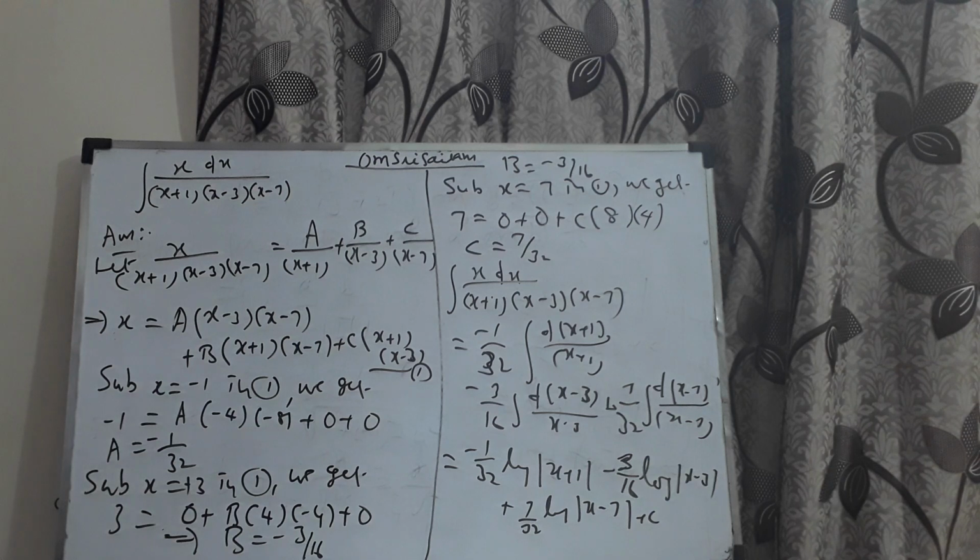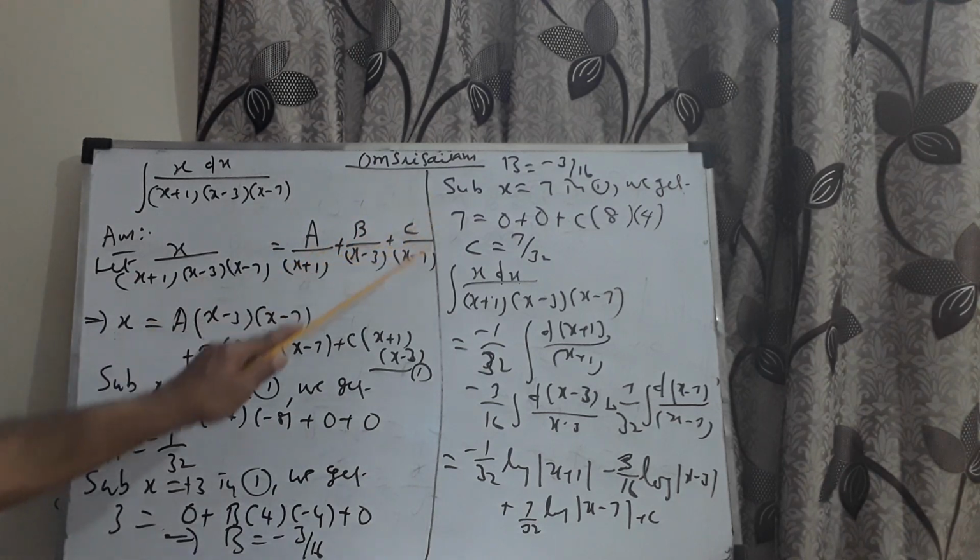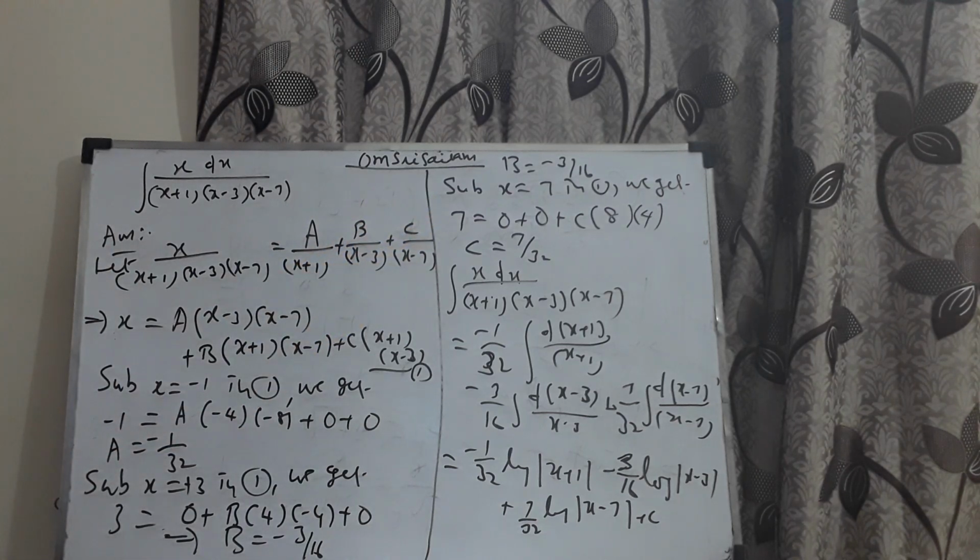Let me just repeat the whole process. I will just explain once again. See here, it's application of partial fraction. The whole rational expression becomes a by the first linear expression plus b by the second linear expression plus c by the third linear expression. After taking LCM and cancelling out the denominator, I end up with x equal to a into (x minus 3) into (x minus 7) plus b into (x plus 1) into (x minus 7) plus c into (x plus 1) into (x minus 3). Substitute x equal to minus 1 in 1.